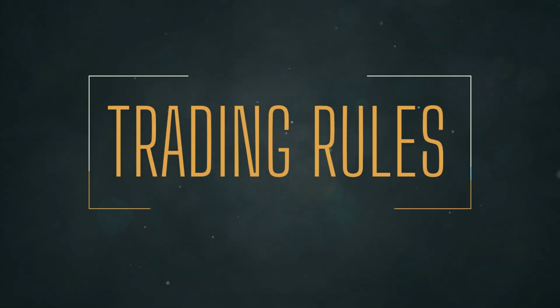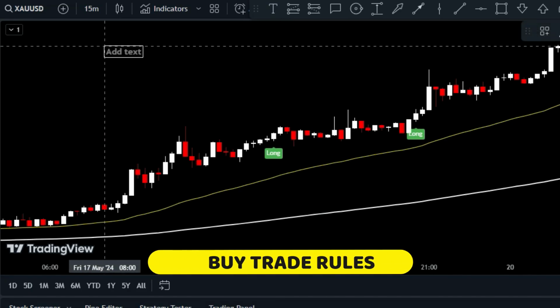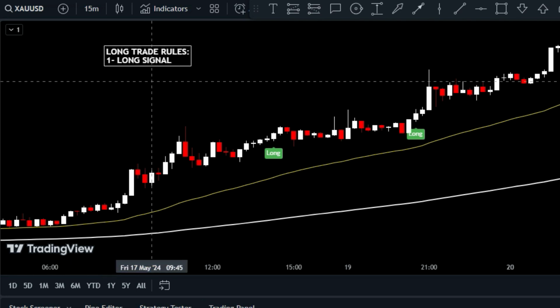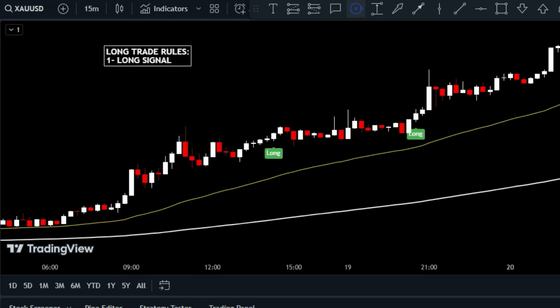And here we go, traders. The trading rules are up next. Let's dive into the buy trade entries and learn how to make the most out of the current market trend. First things first, keep your eyes peeled for a long signal on the chart indicating a potential buy opportunity.